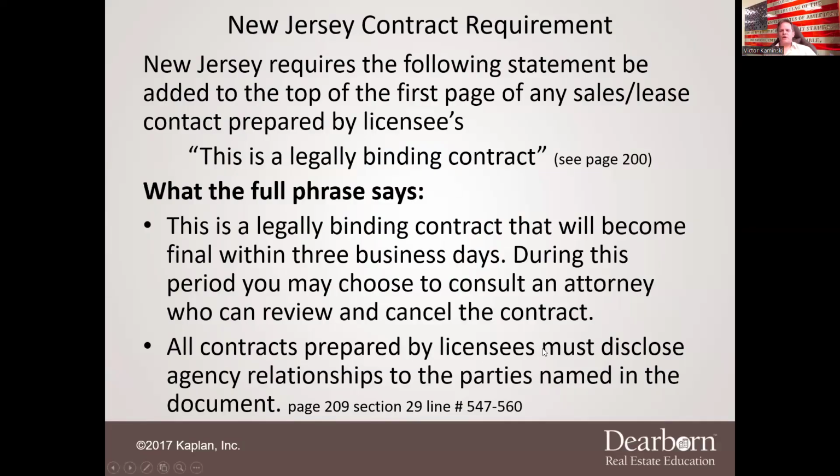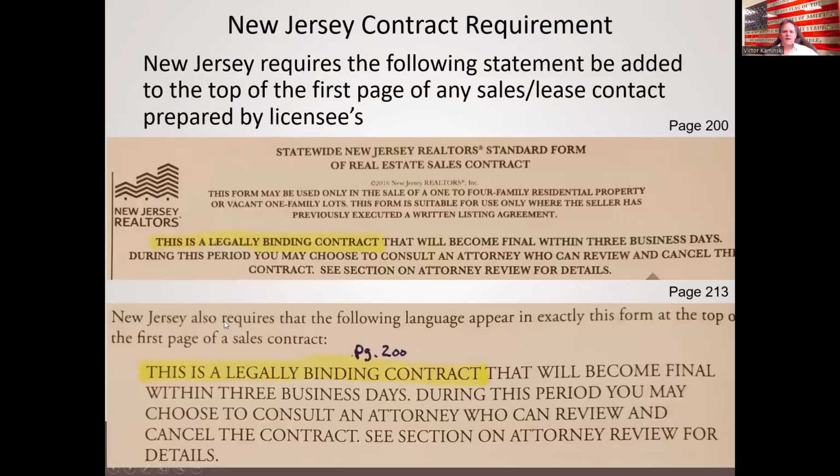All contracts prepared by licensees must disclose agency relationships to the party named in the document, and we just saw that in section 29. And so we'll highlight that where it says this is a legally binding contract. What the full phrase says is that it'll become final within 3 business days. During this period, you could consult with an attorney.